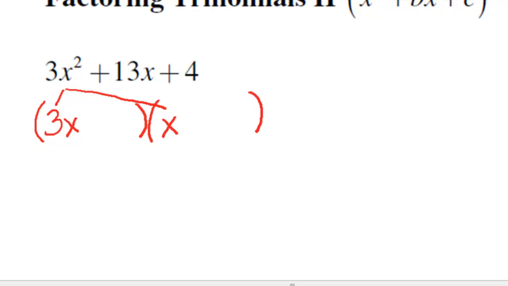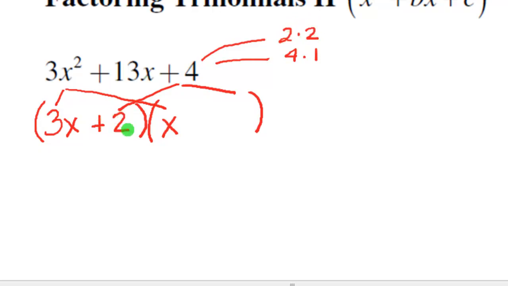and x times x for our x squared. Okay, now here and here, we need two numbers that multiply to positive 4, but we're going to have to check to make sure that we get the correct middle term when we do this factoring. So 4, as you know, factors as 2 times 2, and it also factors as 4 times 1. So we're going to use a bit of trial and error here to see which of these two combinations gives us the 13.